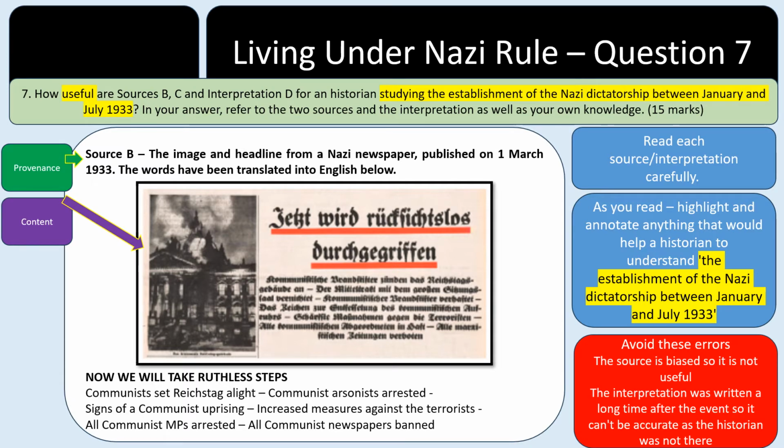Okay, so we're going to start off by looking at source B. So source B is the image and headline from a Nazi newspaper published on the 1st of March 1933. The words have been translated in English below.